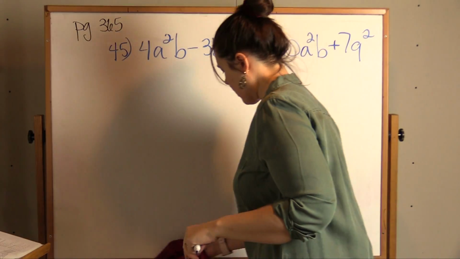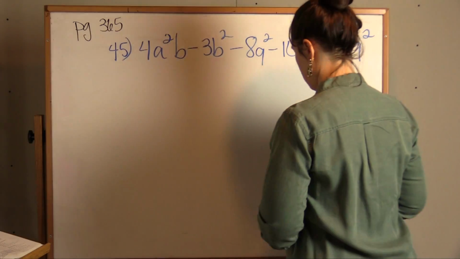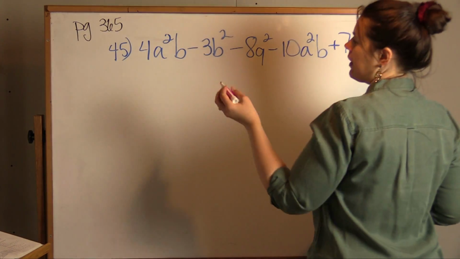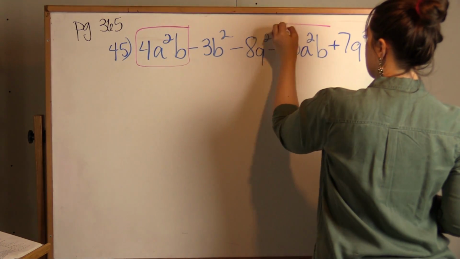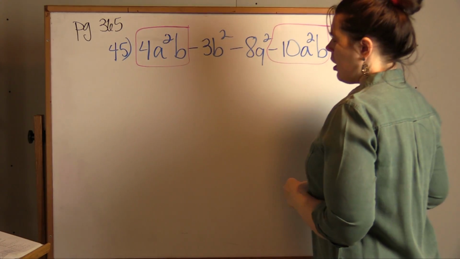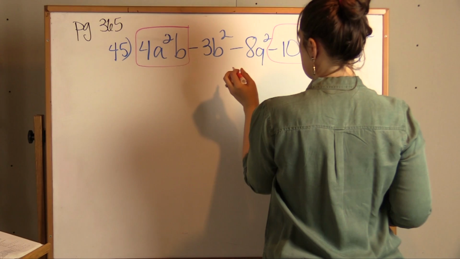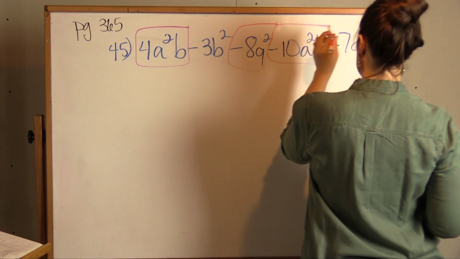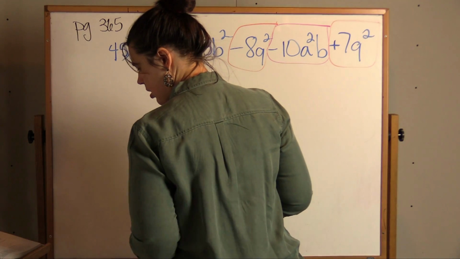Okay. All right. So what we're doing now, it says in the instructions, we're supposed to combine like terms. So I'm just going to go ahead and box some of our like terms. We have an a squared b. Here we have an a squared b. Notice that I'm including the sign. That's really important. Let's see. We have a b squared. No more b squared, so I'm not going to box that. We have a q squared here, and I also have a q squared here. Just double check. Yeah, okay.